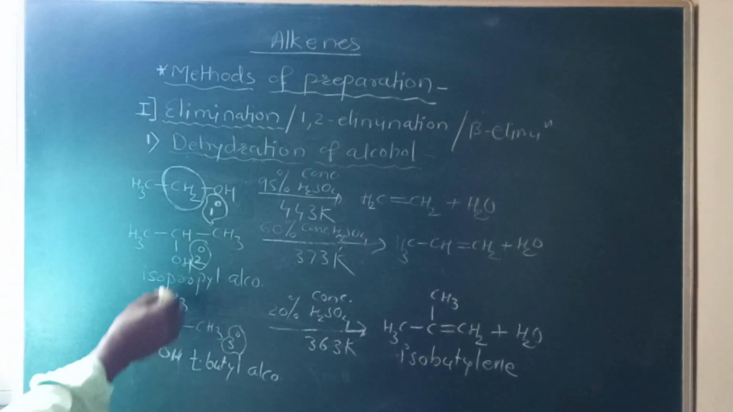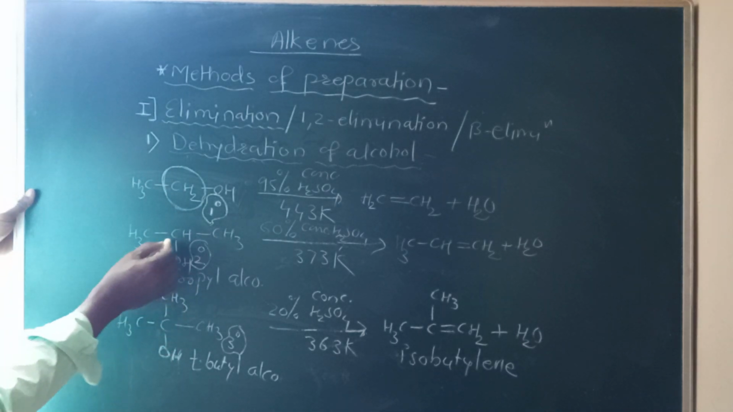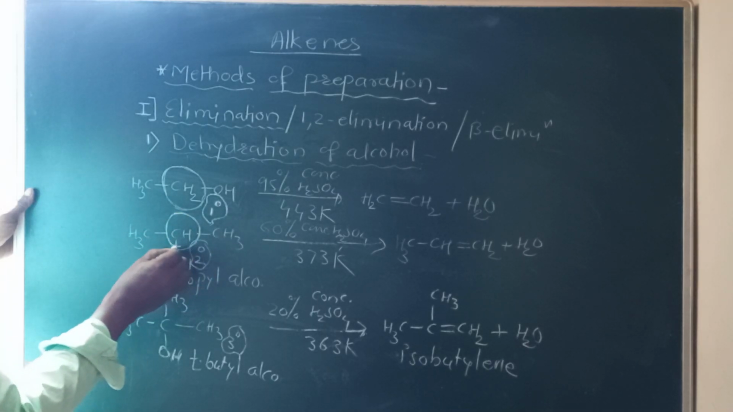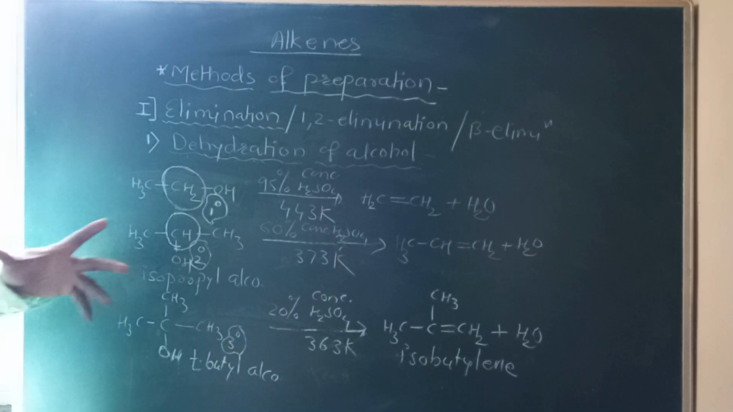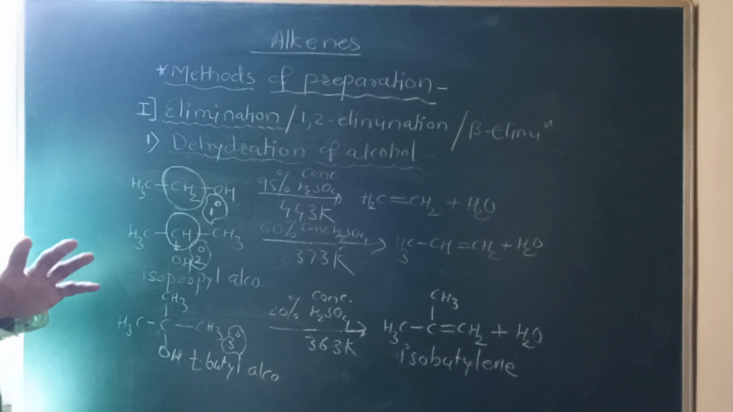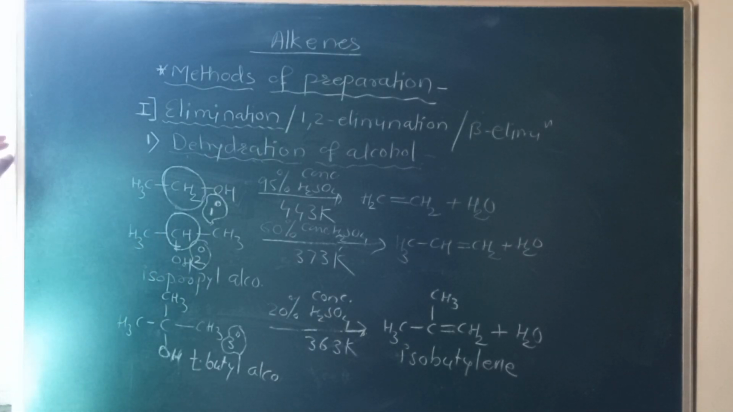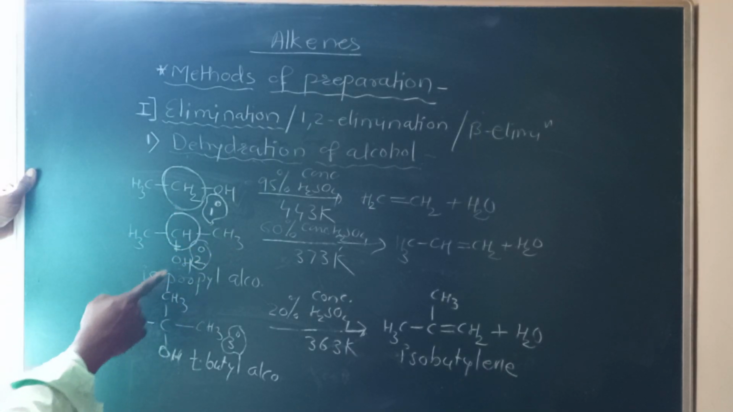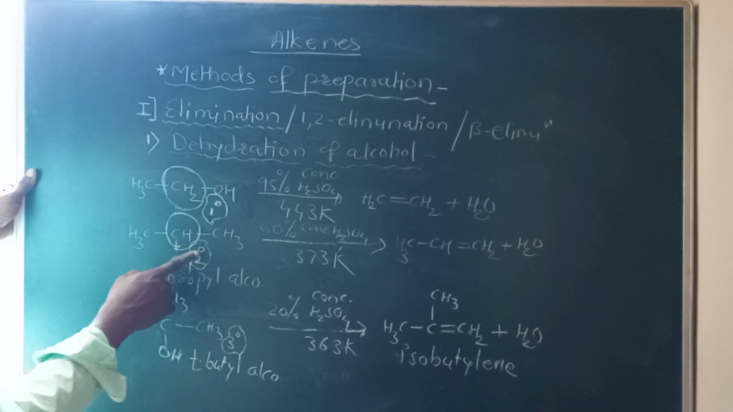Then next, here in the second case, OH is attached to what? This carbon, and the nature of this carbon is a secondary carbon. So what do we have to remember? Wherever a CH carbon appears, its nature will always be secondary. So therefore, what type of alcohol is this? Secondary alcohol. So isopropyl alcohol is an example of 2 degree alcohol, that is secondary alcohol.